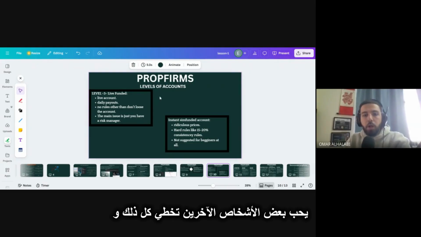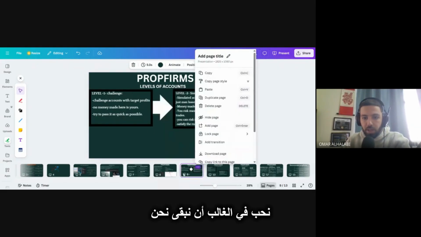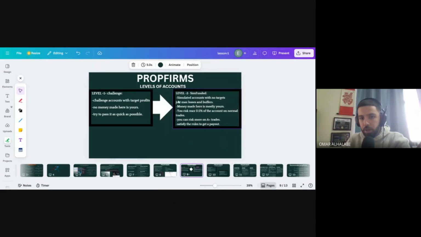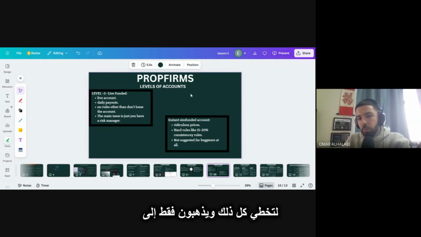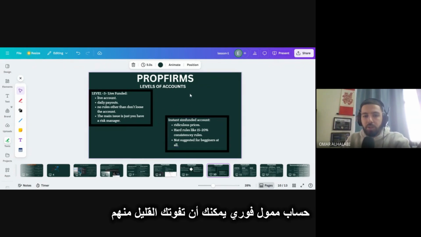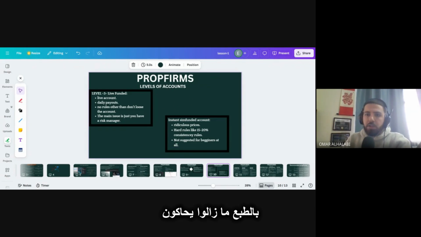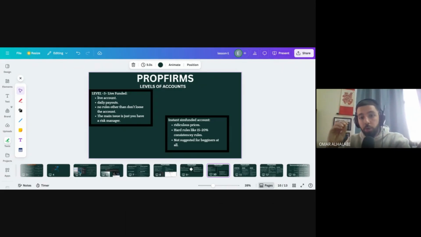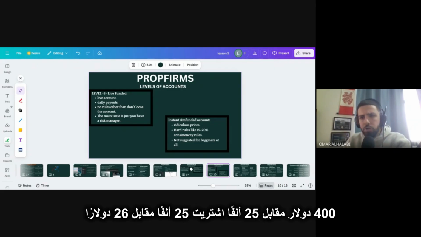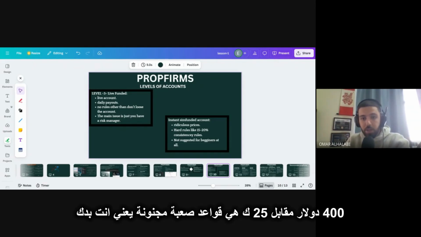Some other people would love to skip all of that, and where we mostly like to stay, we most like to stay over here. Okay, this is the best area to stay in for me. Then some people like to skip all of that and they go just to instant funded account. يمكن ما سمعت فيها هذول. طبعا they're still simulated, they're still funded, and they're still instant. بس الفكرة وين إنه هذول the prices of them are ridiculous. Like $400 for 25k. I buy 25k for $26. $400 for 25k is crazy.